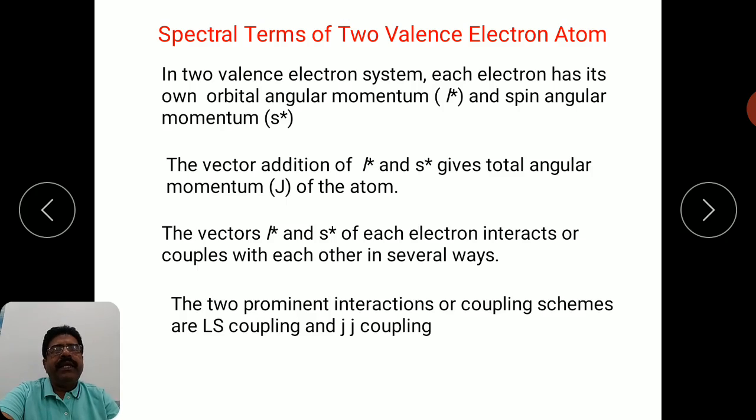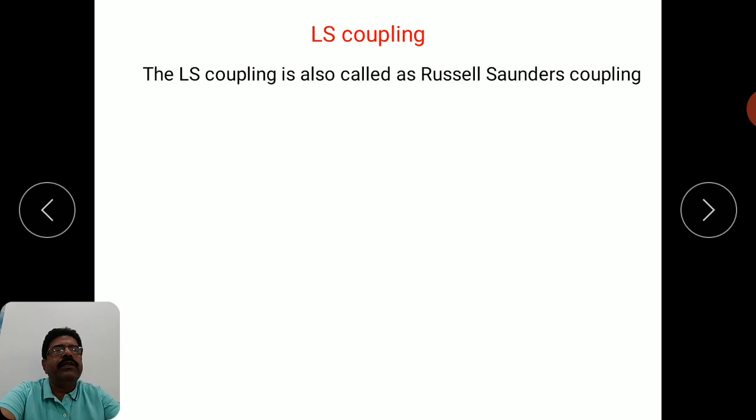The two prominent interactions or coupling schemes, which are important or strong, you can say, which are producing the terms in the spectra, are LS coupling and JJ coupling. So we are going to focus on these two prominent interactions which are observed in two valence electron systems, and which are very helpful to understand the spectra of such atoms. So LS coupling and JJ coupling. Today we are going to discuss LS coupling. Okay, so let us see what this LS coupling is.